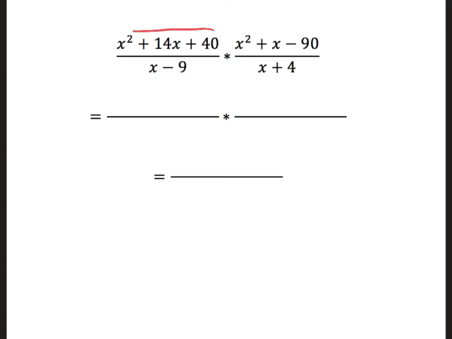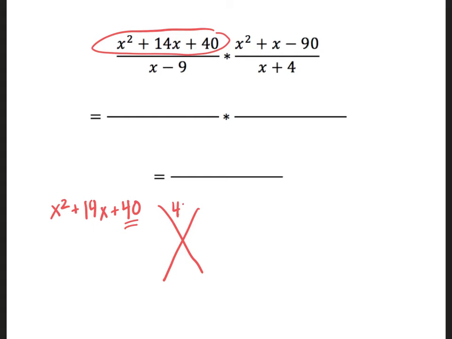The first thing I notice is we have x squared plus 14x plus 40 on top. Remember, because there's a 1 in front of that x squared, we can use the x method. So I'm going to go ahead and set that up. Again, my c value, the last number, goes on top, and my b value, which is 14, goes on bottom. I always remember b goes on bottom. So we're looking for something that multiplies to get 40 and adds to get 14.